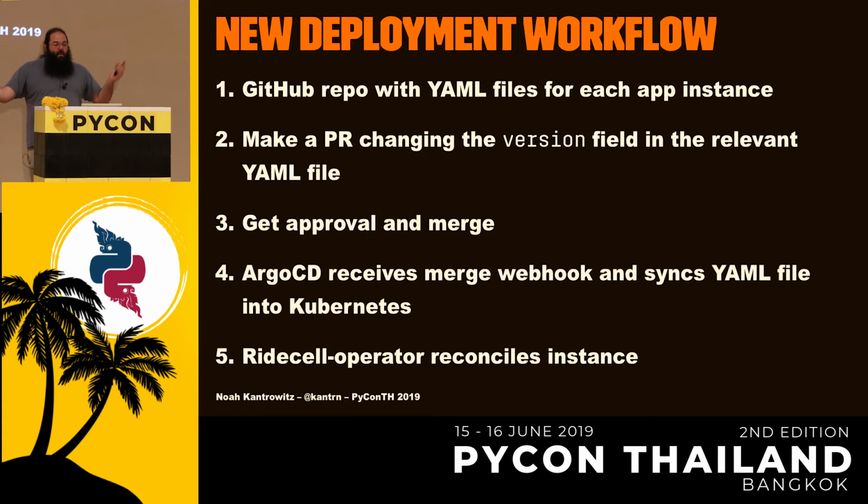So put it all together, and we have a new end-to-end workflow. I haven't mentioned Argo before because I'm running out of time, but basically it just watches a Git repository full of Kubernetes stuff and syncs it into the Kubernetes API. So we have a GitHub repo full of files, one YAML file for every instance of our application. Somebody makes a pull request, they want to deploy a new version, they go into the YAML file for that instance, they edit the YAML for the version field, they make a pull request, they get it approved, they merge to master. When they merge to master, Argo CD wakes up, it sees that there's been a change in Git, it synchronizes that into Kubernetes.